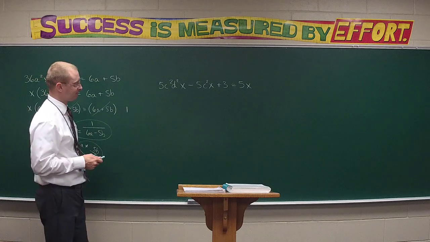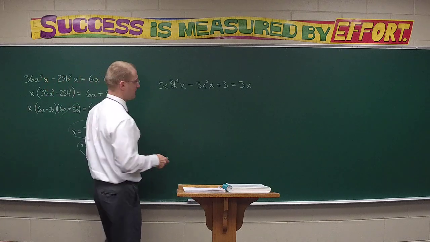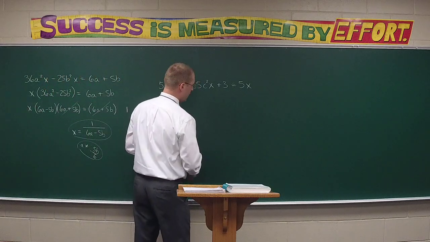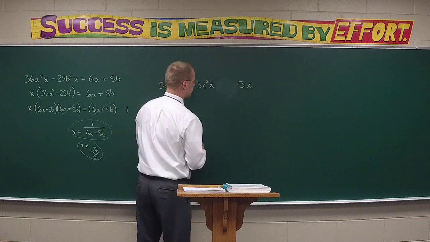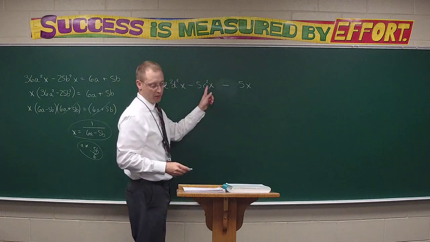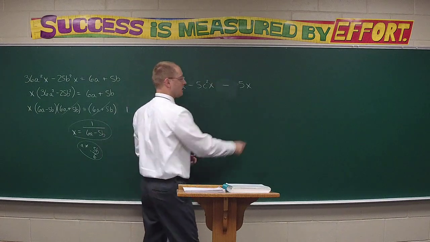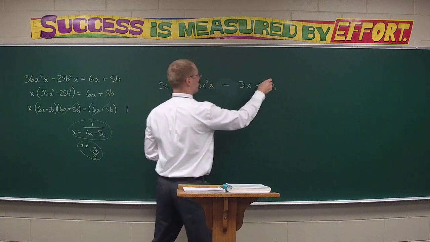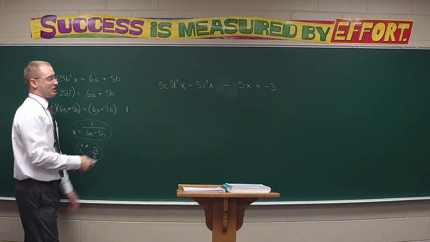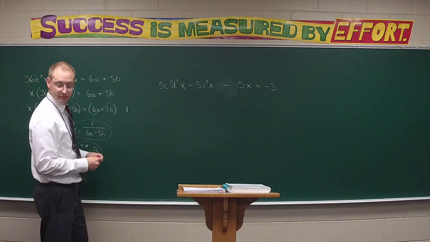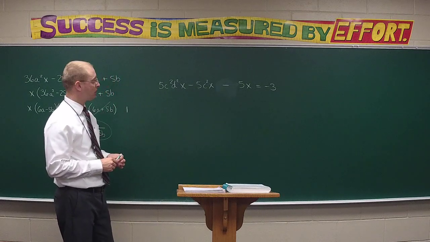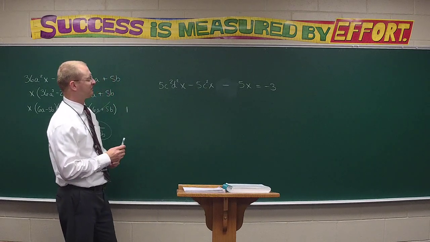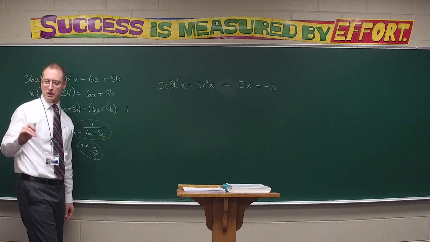Thoughts? Move the 5x over. Set it equal to 0, negative 5x. Okay, make it a negative 5x. And at the same time, we had a positive 3 over here. We should probably move that over as a negative 3. All right, well, we got all the x's together. Now what? I got x is equal to all real numbers. Okay, that's not quite what we needed to do here.